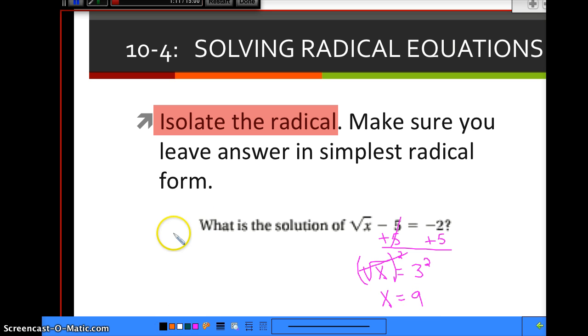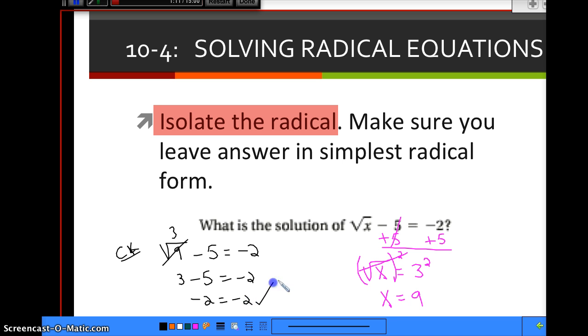I don't want to circle that answer until I actually check to see if it works, because there is a possibility it's an extraneous root, which means that all of our math is right, but the actual answer does not check back in the original problem. It won't happen that often in Algebra 1. It will happen 50-50, 50% of the time in Algebra 2. Square root of 9 is 3. 3 minus 5 is -2, and -2 equals -2, which works. So 9 is a root or an answer of the problem.